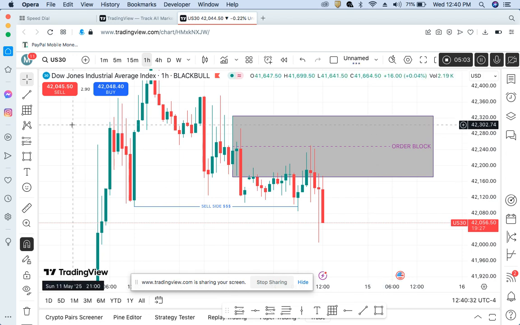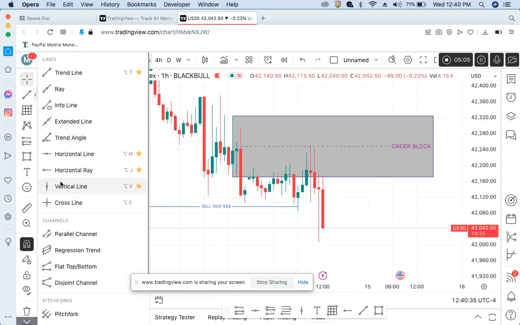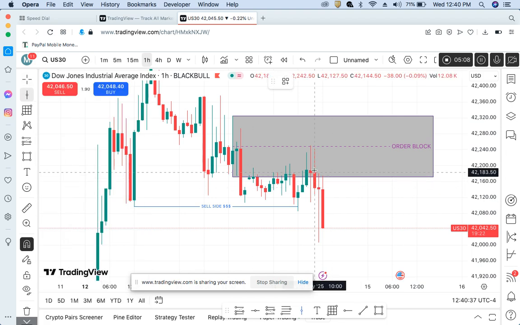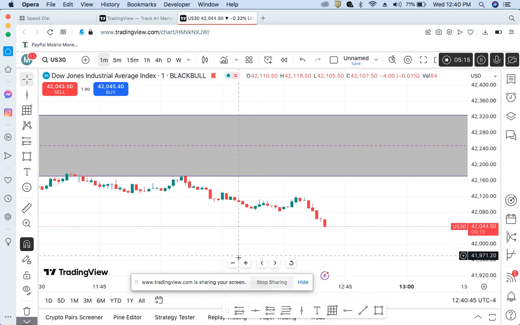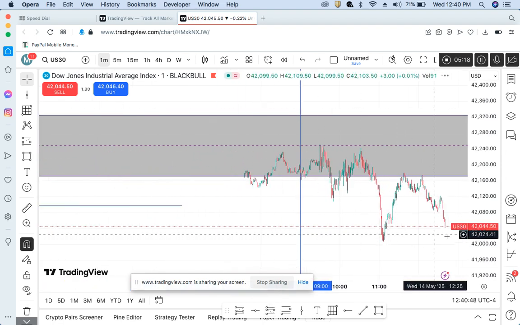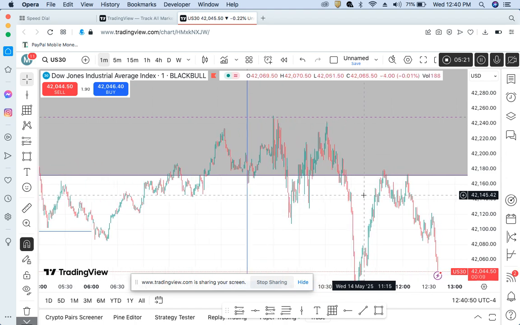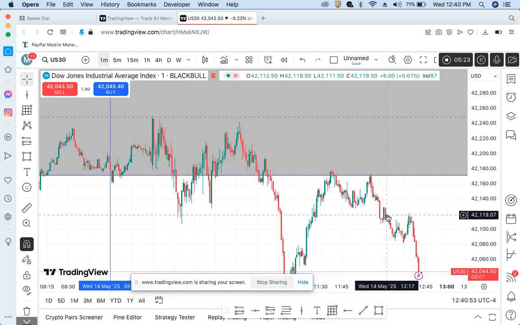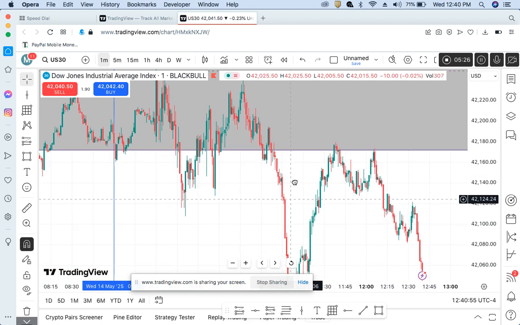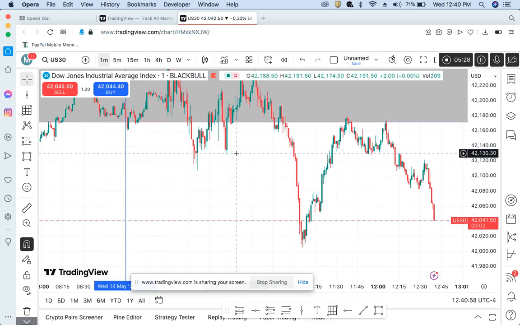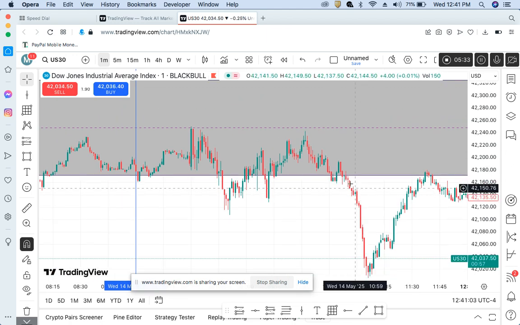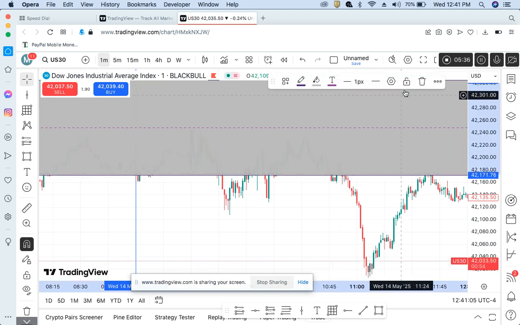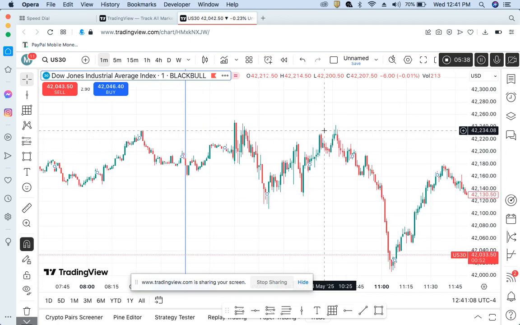Because I'm backtesting, I can just do this. This is where it's supposed to be. If I go down on the lower time frame like this, it should be easy. I just look for a change of character. Okay, it was not a very perfect entry, but you see this? Let me remove the rectangle. As you can see, there was a stop hunt.